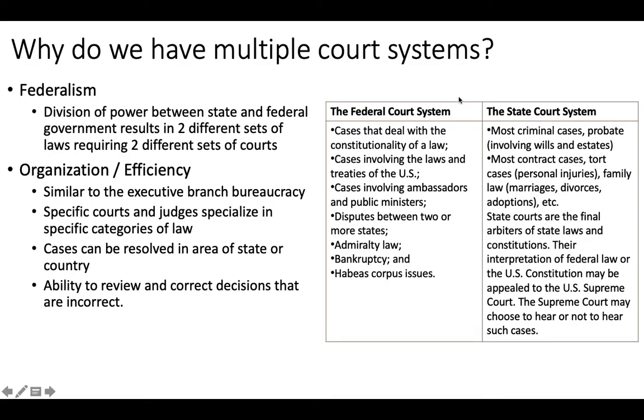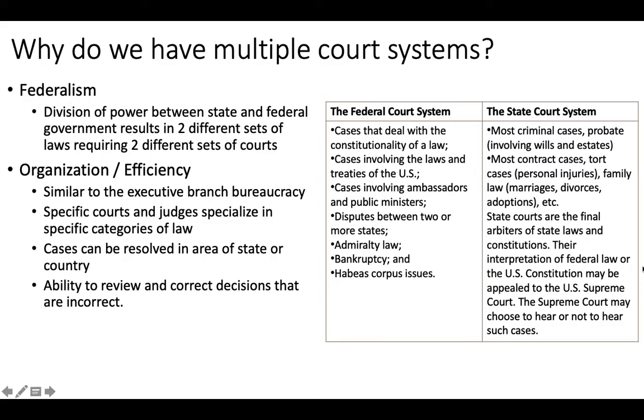As you can see from the chart, each court system has different responsibilities. Most of the cases in the United States are handled by the state court system. Since most criminal cases are a matter of state law, they go to the state court system. Since most contract cases or tort cases, such as personal injury or property damage, involve parties within a state, they are handled by the state court system.